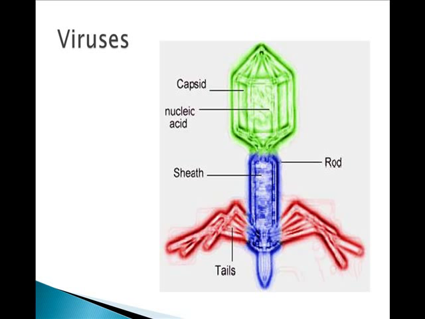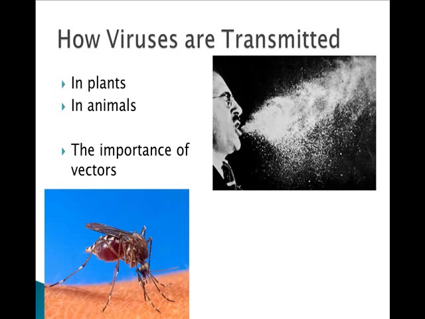There's over 5,000 known viruses since they were first discovered in 1899, and they're about 100 times smaller than a bacterial cell. So viruses can spread in a lot of different ways. Plant viruses are often transmitted from plant to plant by insects that feed on sap, like aphids do. Animal viruses are often carried by blood-sucking insects, like the mosquito pictured here.